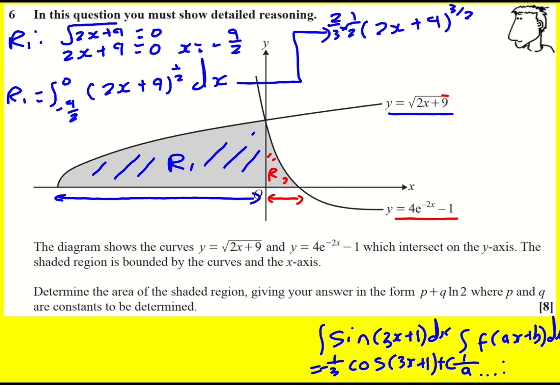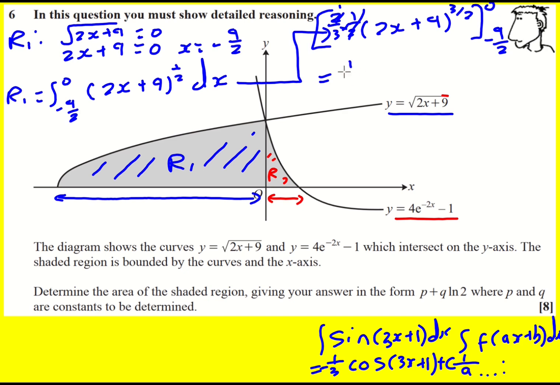As always, it's good to just check back here. So when we differentiate, I would times by 3 over 2, which cancels with the 2 over 3. I would lower the power, now times by the derivative of the inside, which cancels, and we get back to the original. So that is really good. Put the limits in, so 0 minus minus 9 over 2. The 2 over 3 times the half cancels to leave me just 1 over 3.